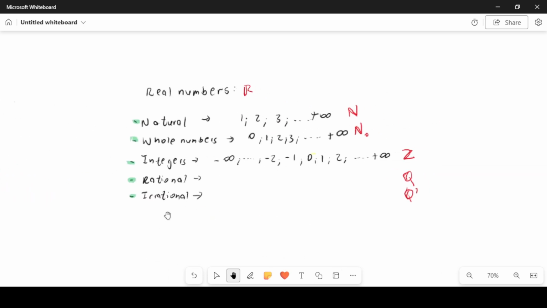Okay, so let's go. Real numbers. The real numbers consist of the natural numbers, whole numbers, integers, rational, and irrational numbers. So that's how we define the real numbers. It basically consists of all of these numbers.